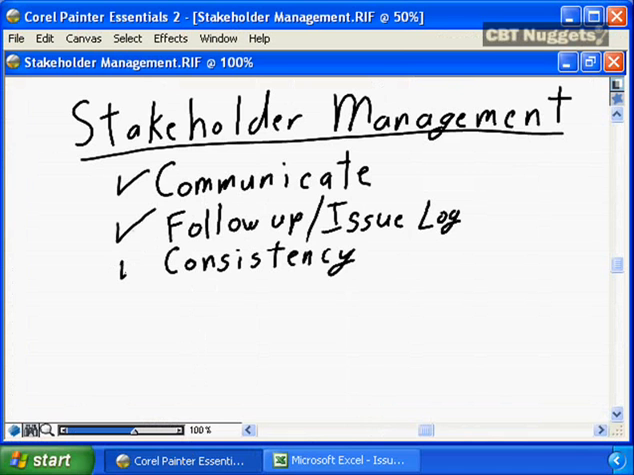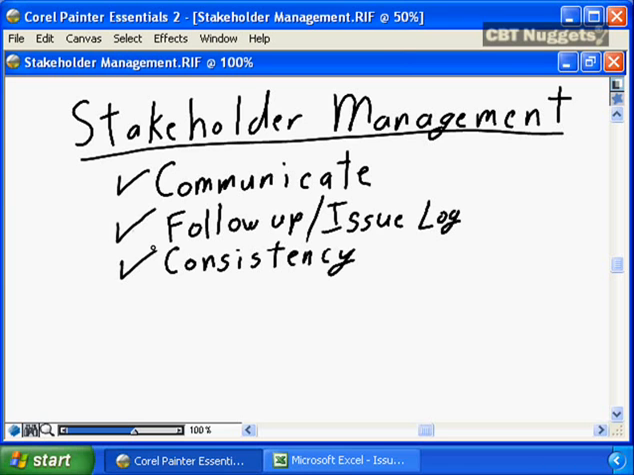Consistency is key. As discussed in the issue log, if you promise to do something by close of business tomorrow and you're unable to deliver by close of business tomorrow, make a phone call. Send that instant message. Send an email that says, I made a promise. Due to these difficulties, I'm unable to complete it, but I believe I will be able to satisfy that by noon tomorrow.